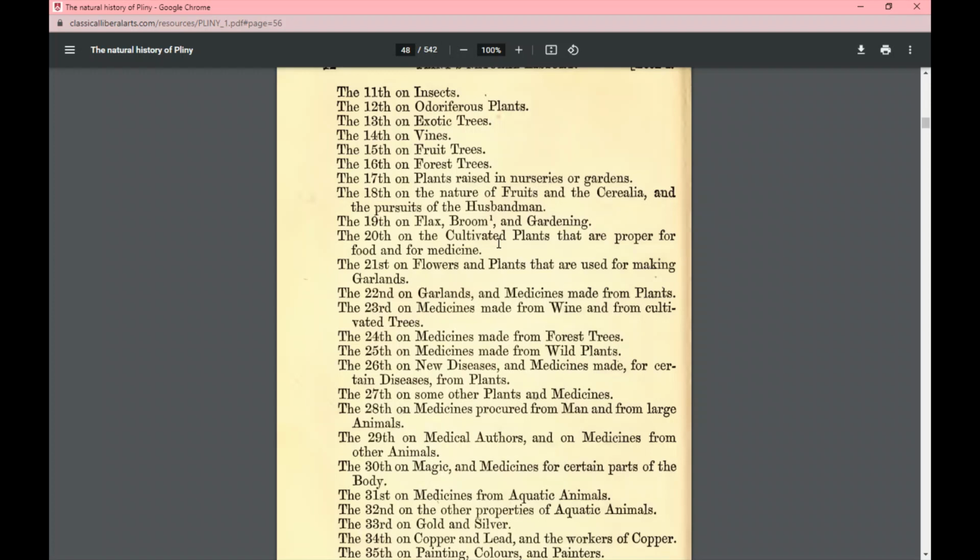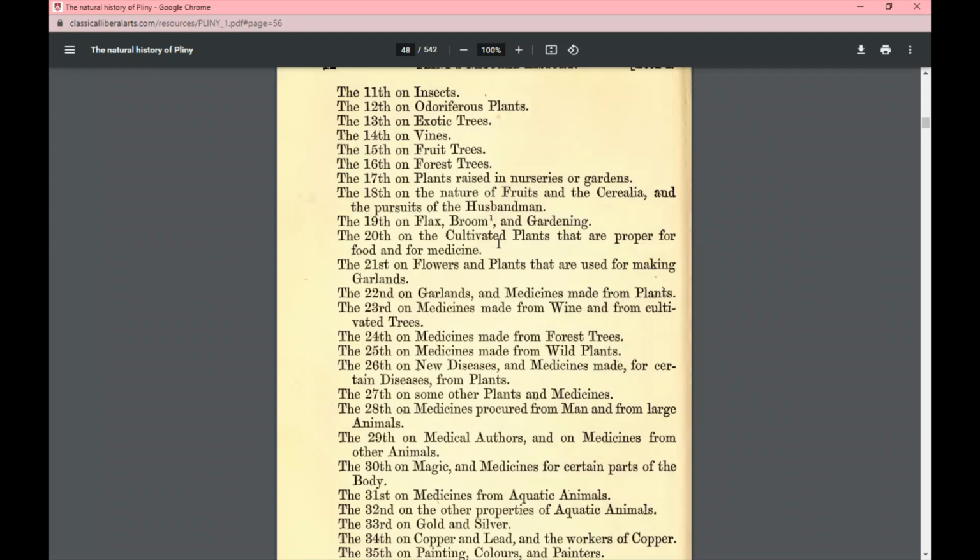The 21st book on flowers and plants that were used for making garlands. Garlands mean decorations made out of flowers and plants. Think about Christmas time, we decorate with pine branches, we make wreaths and things like that. They were used in ancient countries, in worship ceremonies and things like that. If you look at Hindu people, you'll see that Hindus use all kinds of flowers and garlands in their worship. Really amazing, beautiful stuff. But flowers and plants used for making garlands.